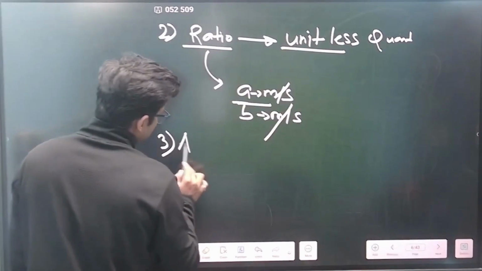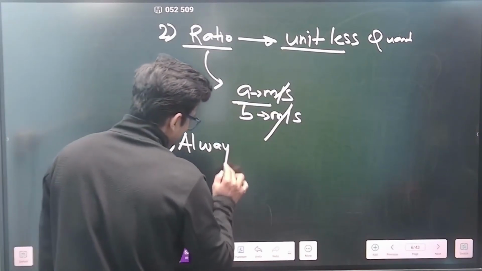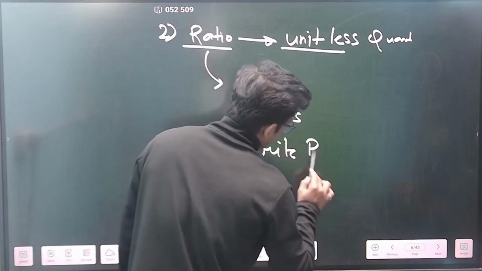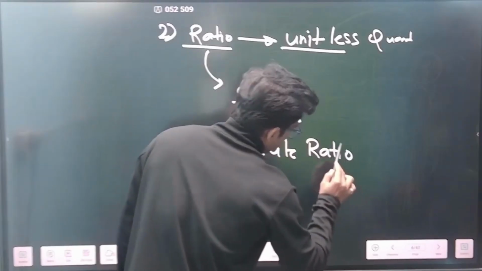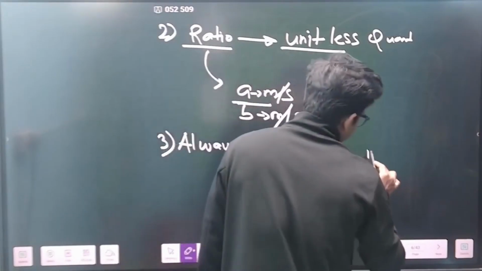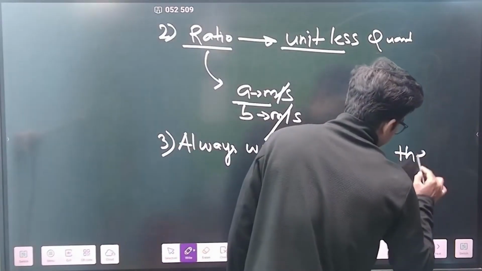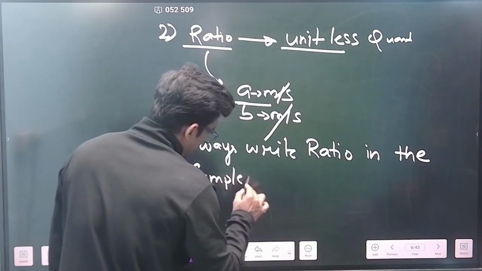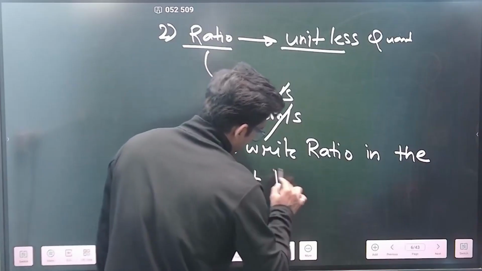Always write ratios, always, everyone. Always means always. Always write ratio in the simplest form. Again, remember, in the simplest form. Always.